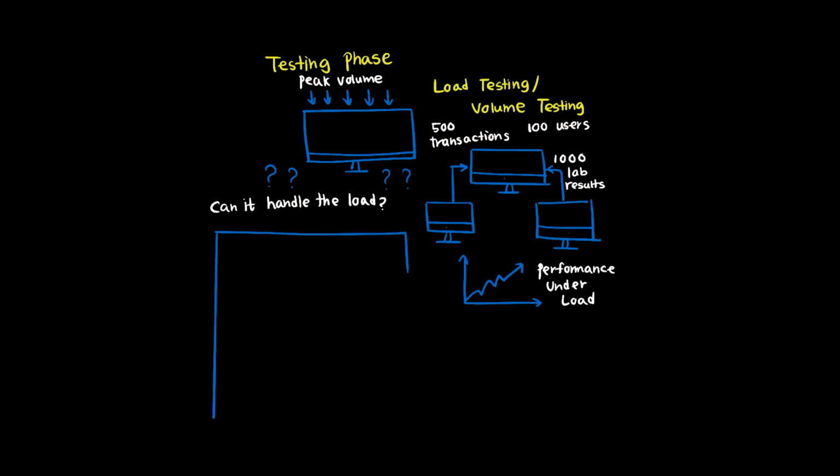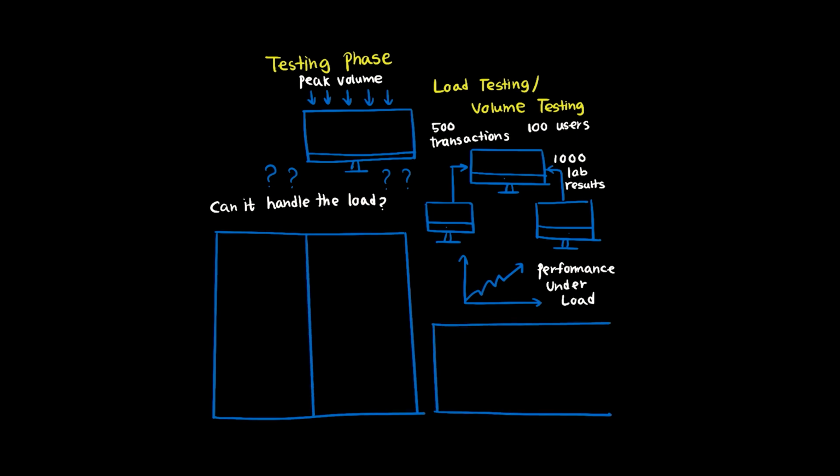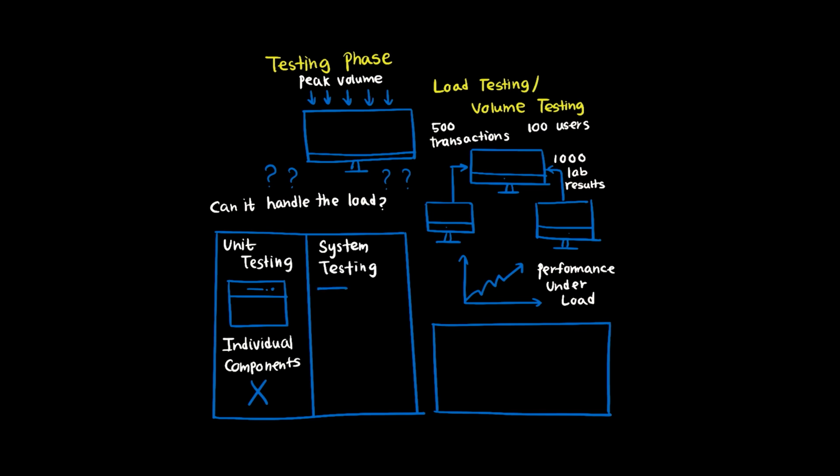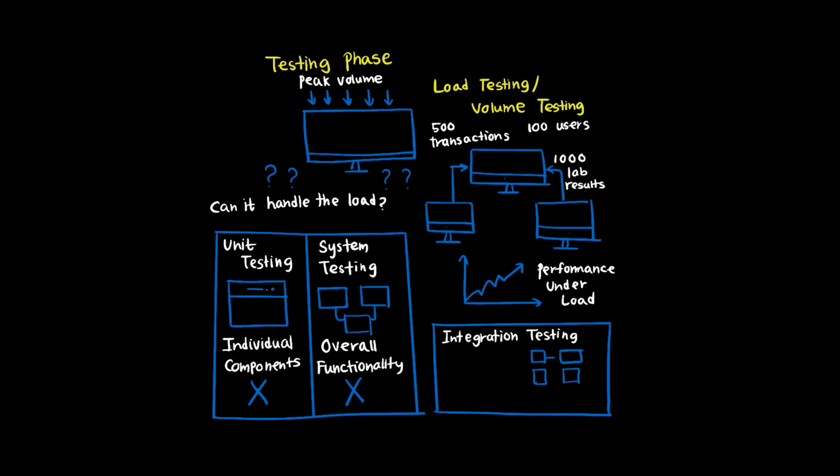Unit testing validates individual code modules in isolation. System testing confirms overall functionality meets requirements, but doesn't specifically stress test capacity. Integration testing checks if components work together correctly. But when you need to verify that your laboratory information system won't buckle under thousands of test orders during peak hours, load testing is your answer.